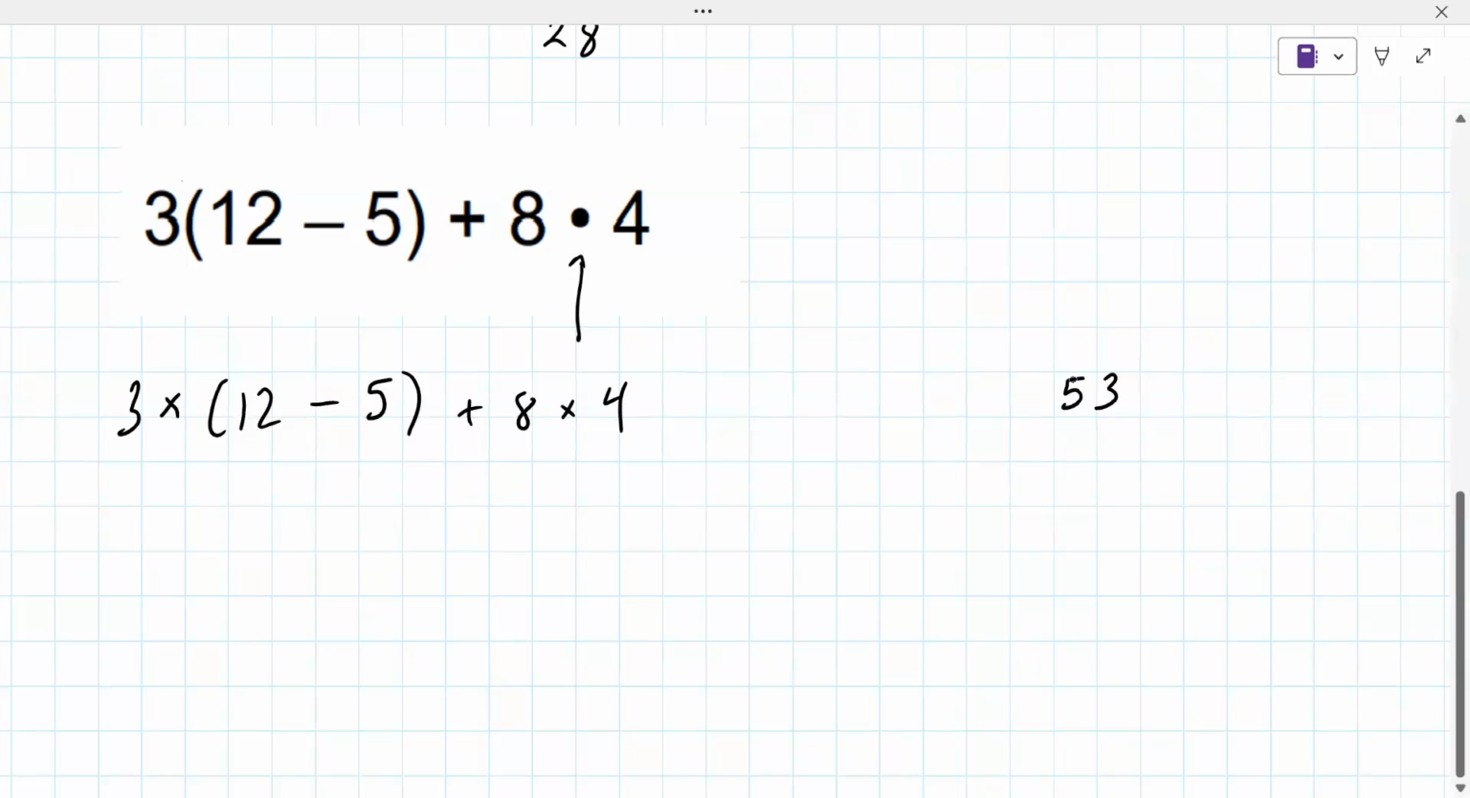Geometry. Let's take a look here. 12 minus 5 is 7. Why can we drop the parentheses after we do that? Because there's no more things to do in it. That's right. So you have 3 times 7, 21. I did that wrong. Okay, why don't you redo it from here?